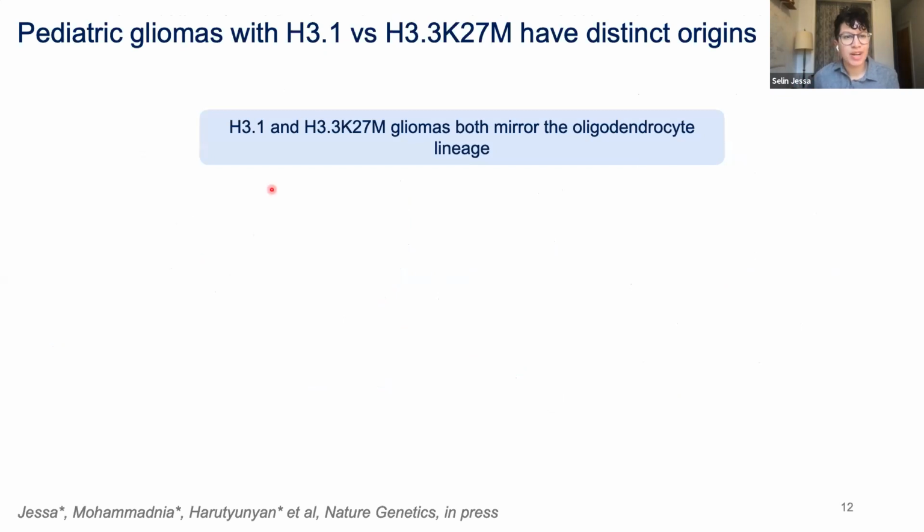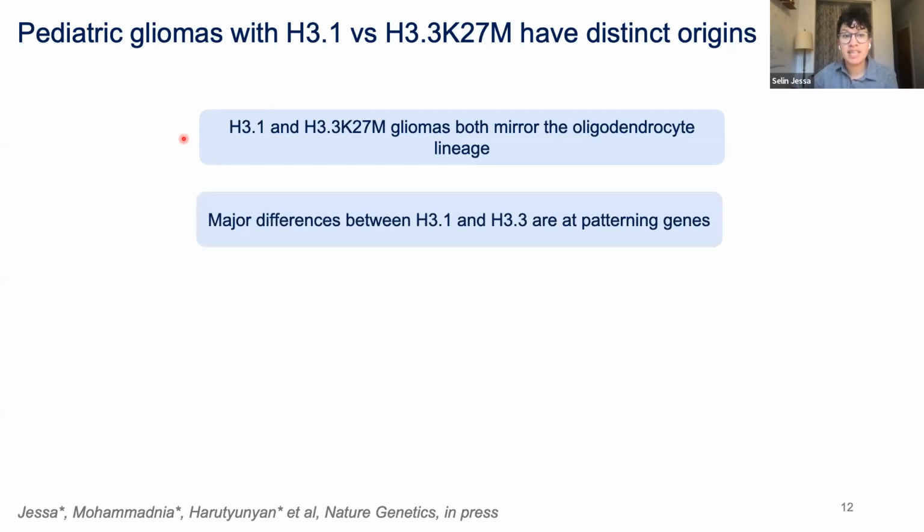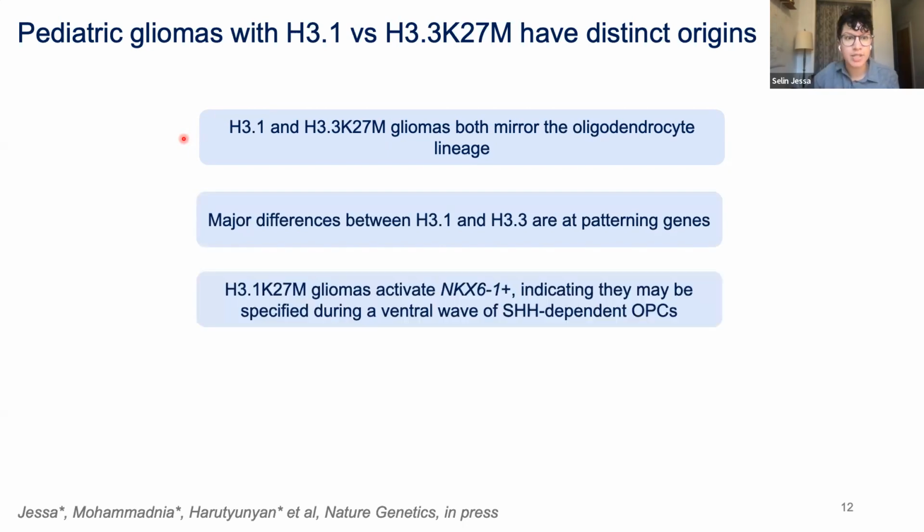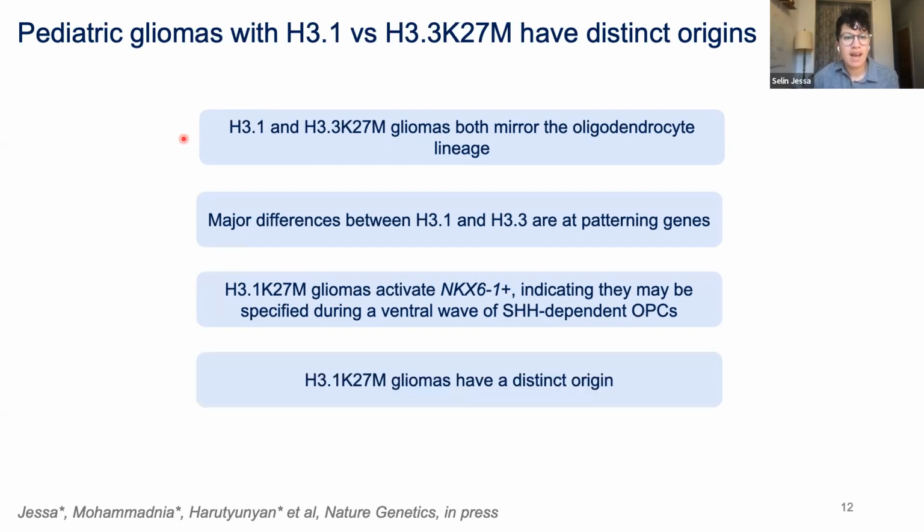So to summarize what I've shown today, H3.1 and H3.3 K27M gliomas both mirror the oligodendrocyte lineage transcriptionally based on single cell RNA-seq analysis. But the major differences we see between these tumors across different data types are at patterning genes. And in particular, H3.1 K27M gliomas activate a transcription factor called NKX6.1. And this suggests that they might be specified during an early ventral wave of sonic hedgehog dependent oligodendrocyte precursor cells. And so altogether, this constitutes molecular evidence that these H3.1 tumors might have an anatomically distinct origin from other K27M gliomas.